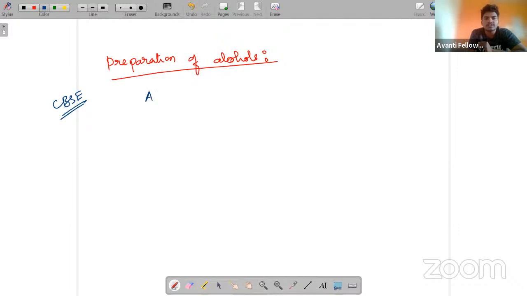So basically, preparation of alcohols can be done from alkenes. Especially we'll focus on the preparation of alcohols from the alkenes. So how are we going to prepare them?